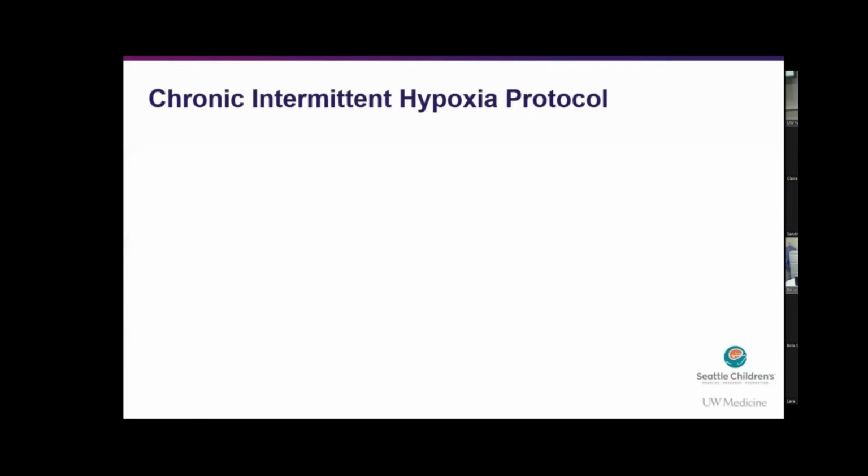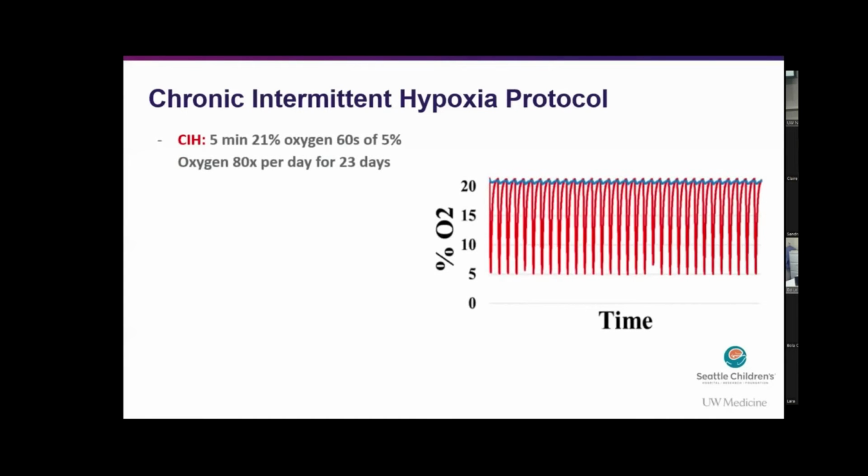This leads us to our chronic intermittent hypoxia protocol, which we used in two chambers. The first, what you see in red on the diagram to the right, cycled between 5 minutes of 21% oxygen and then 60 seconds of 5% oxygen about 80 times per day for a total of 23 days, starting at 9 in the morning and ending at 5 p.m. The control chamber just remained at 21% oxygen for all 23 days.